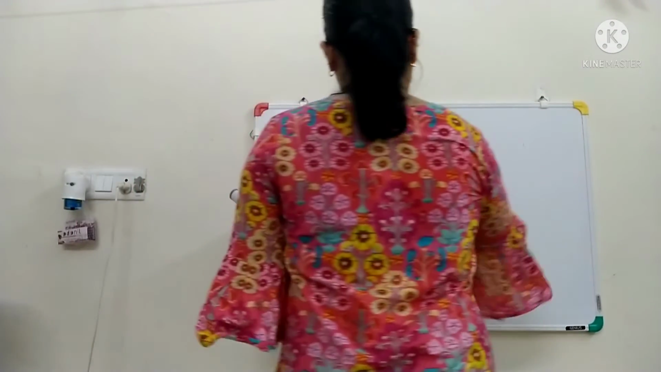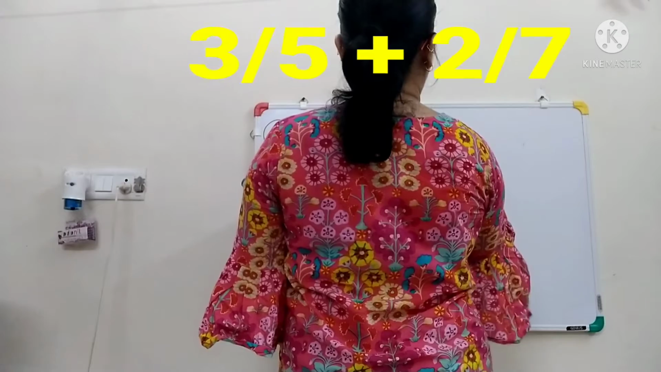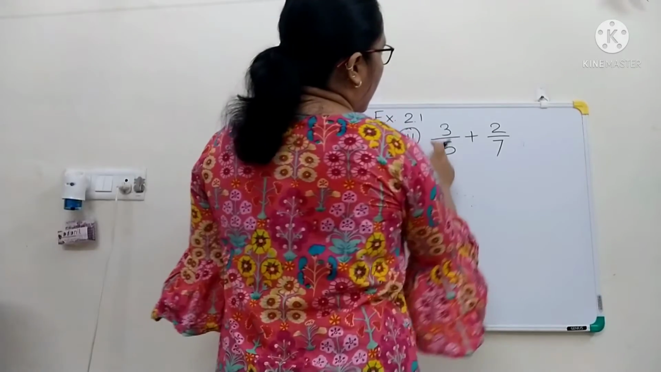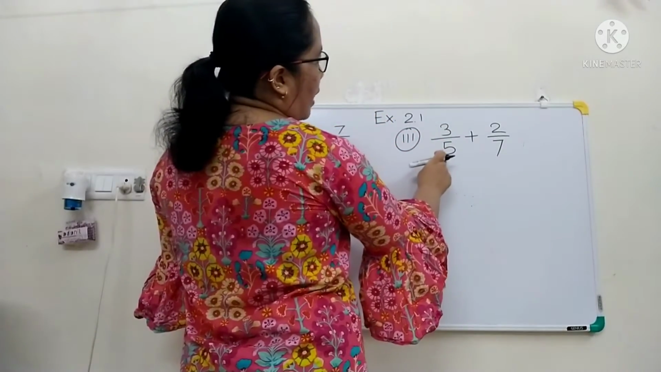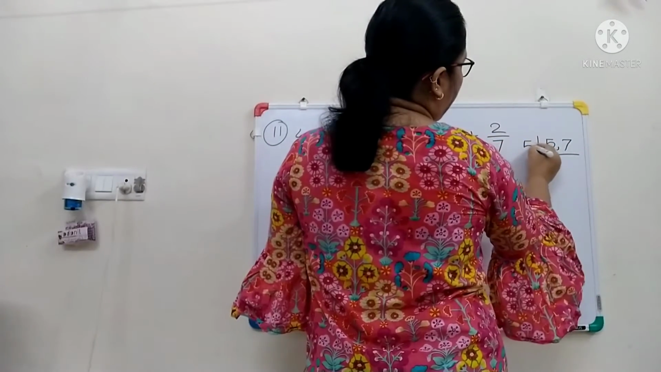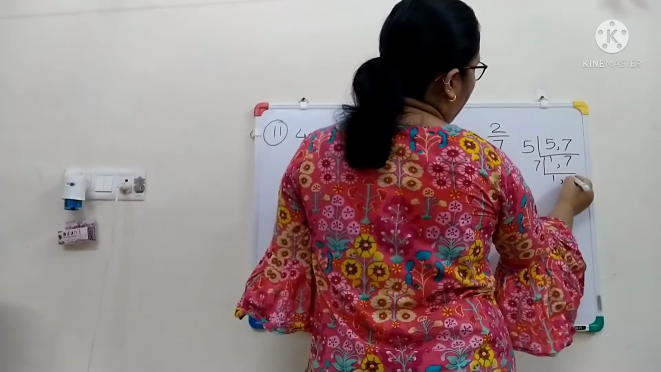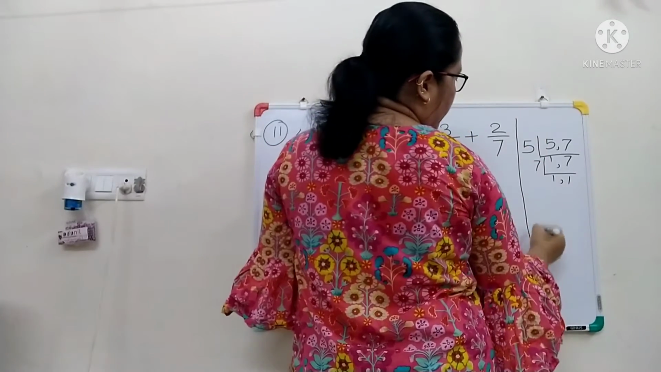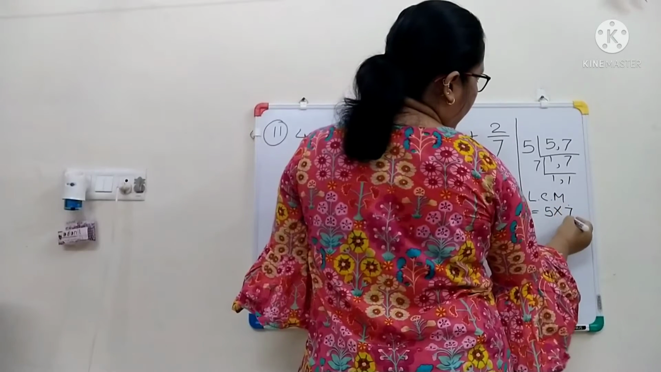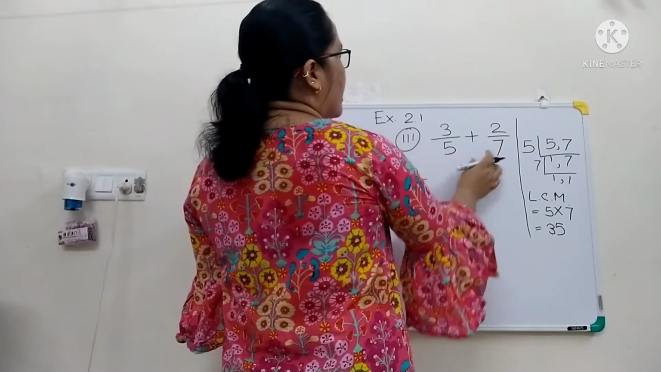Now come to number 3. 3 upon 5 plus 2 upon 7. So here we have the denominators 5 and 7. We have to find the LCM of 5 and 7. So 5 ones are 5, then 7, then 7. Like this, what is the LCM? It is equal to 5 multiplied by 7, then it is 35. That means the LCM of these two numbers is 35.